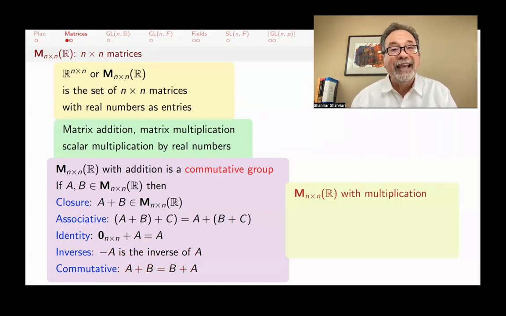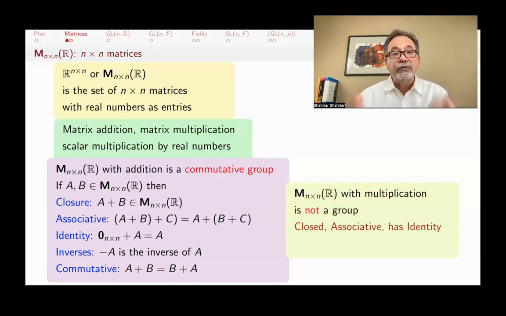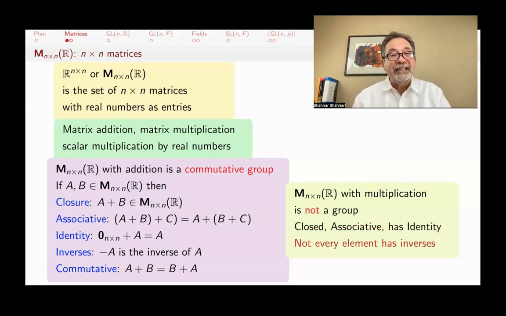If you look at multiplication of matrices, then you don't have a group. We do have closure. If you multiply two n by n matrices, you get an n by n matrix. You have associativity and you have an identity, the identity matrix. But not every element has an inverse. In this case, the inverse of a matrix would be another matrix that if you multiply it by it, you get identity. All of these properties of matrices are proved in my videos on linear algebra. I do urge you to look at those if you're not familiar with n by n matrices.